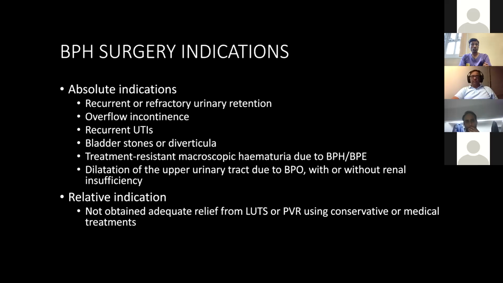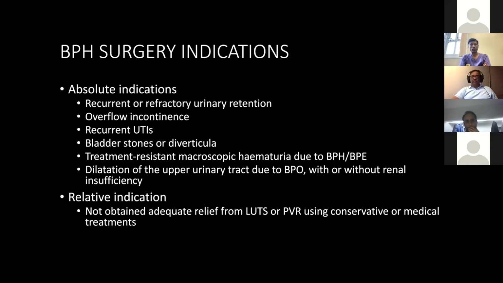There are some absolute indications for surgery and there are some relative indications. Recurrent refractory urinary retention, overflow incontinence, recurrent UTI, bladder stones or diverticulae, treatment-resistant microscopic or macroscopic hematuria, dilatation of upper tracts. These are all absolute indications. Why are they absolute indications?